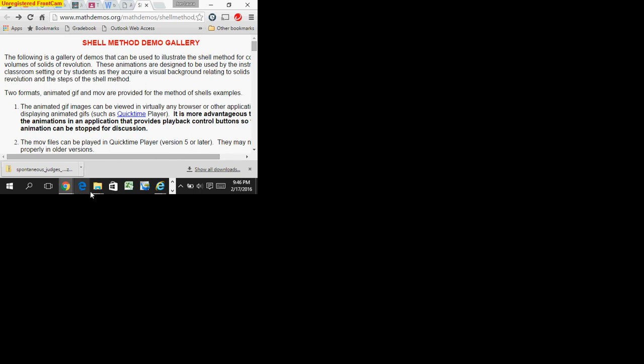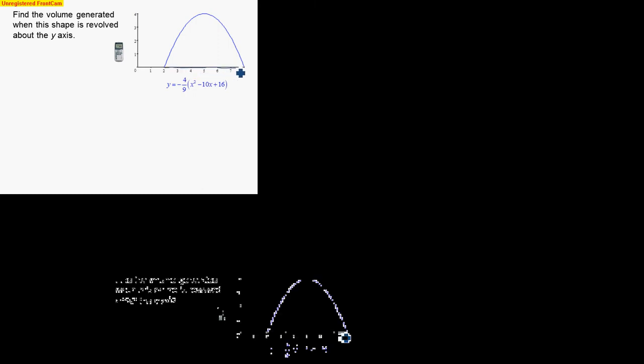So, let's try this one. Find the volume generated when this shape is revolved around the y-axis. Notice that I have a function written in terms of y, and this would be pretty ugly. This figure is bounded here by the x-axis. So why can't I do this with the washer method, or potato chip method? Well, because my axis of revolution is the y-axis.